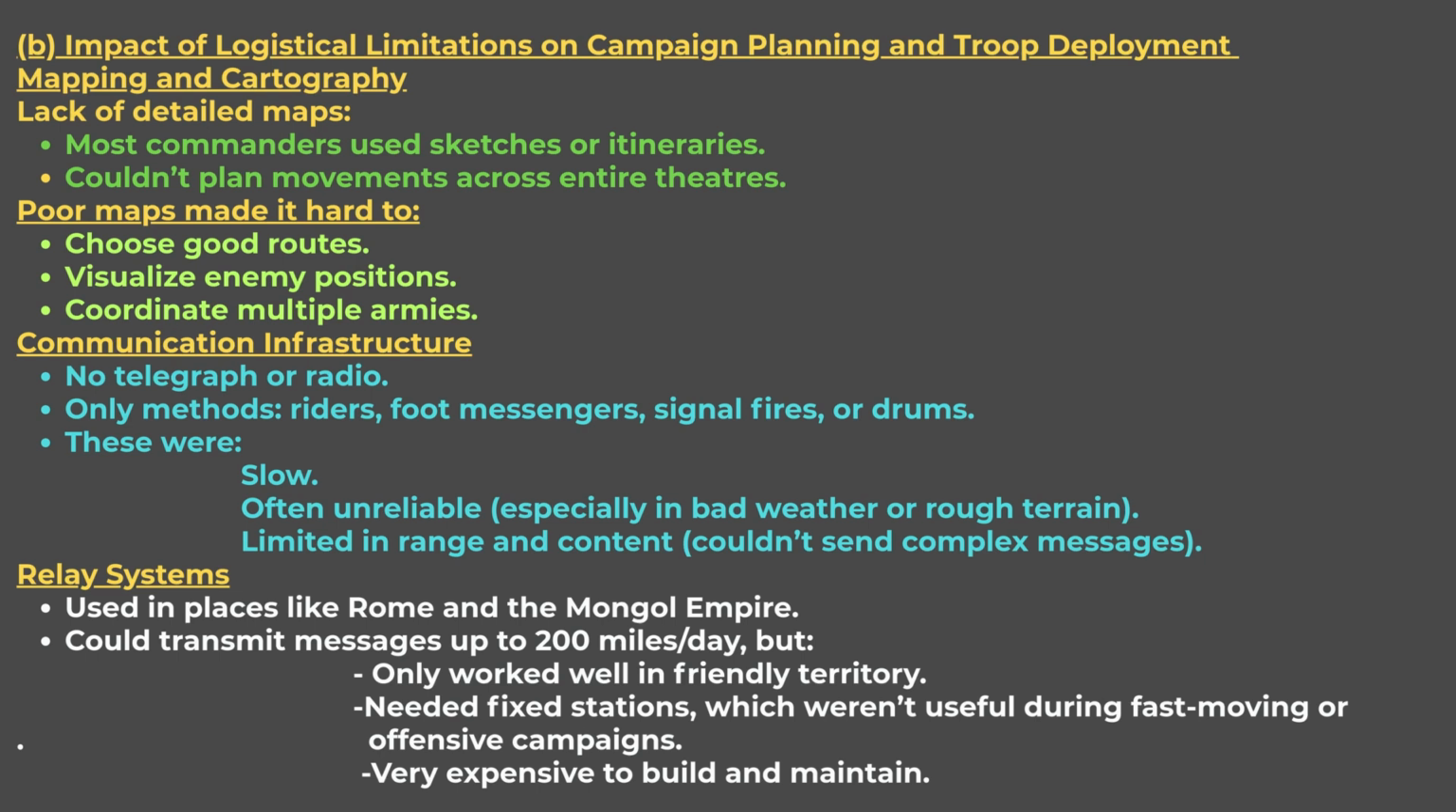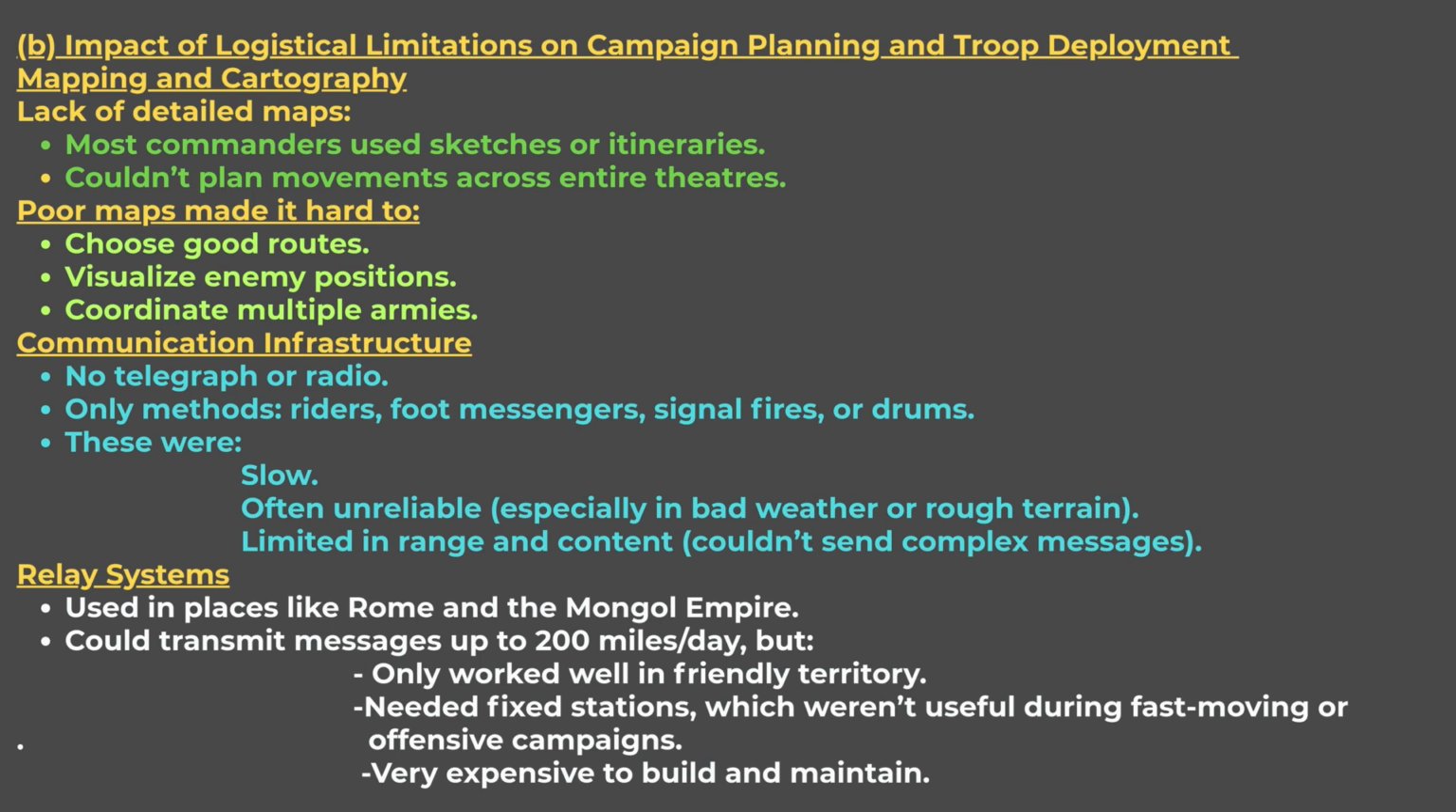3. Relay systems. Some civilizations, like the Romans or Mongols, did use fast courier systems. They could send messages up to 200 miles a day using relay riders. But they worked only in safe, friendly territory. They needed fixed stations, which didn't help during fast-moving campaigns. And they were very expensive to maintain.